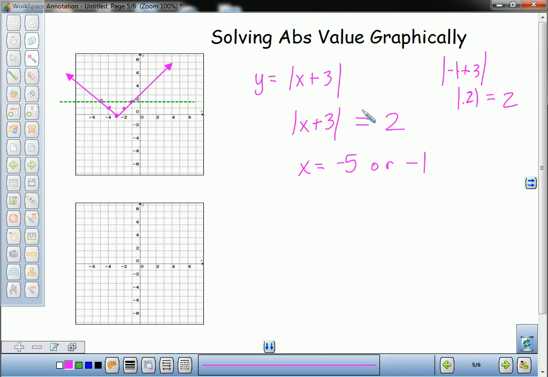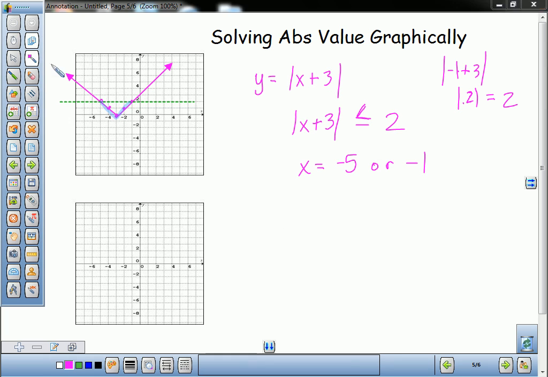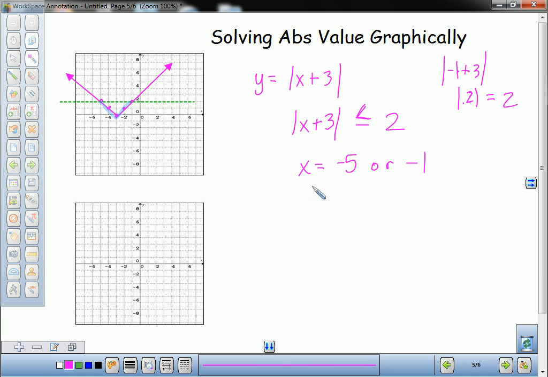Now what if this had said, where is it less than or equal to 2? Same idea. You look at where it hits 2 and where is it below that line. So if I said less than or equal to 2, instead of just being two solutions, this is where it's equal. If I said less than or equal to 2, it's this entire interval from negative 5 to negative 1. Now I'm using the brackets because it has the equal to. So this is one way to use a graph.